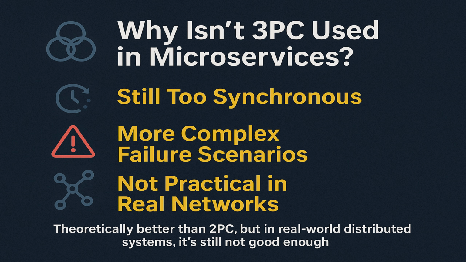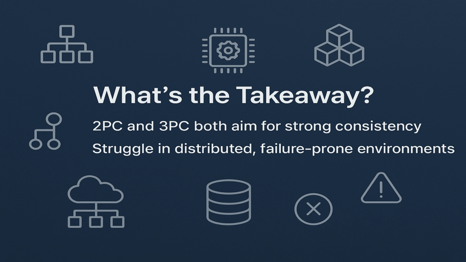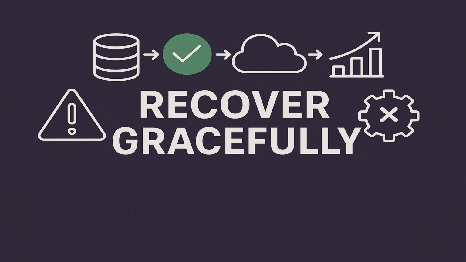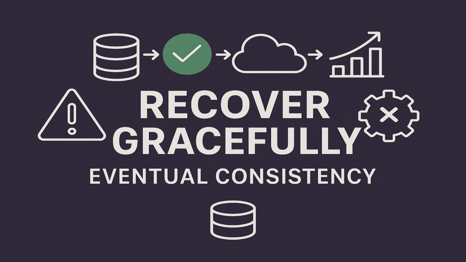Now let us understand the key takeaways from the three-phase commit approach. Two-phase commit and three-phase commit both aim for strong consistency, but they struggle in distributed, failure-prone environments like microservices. So that is why the industry moved towards a new mindset. Instead of trying to make everything succeed together, let's make sure the system can recover gracefully if something fails. That is the main idea behind eventual consistency.